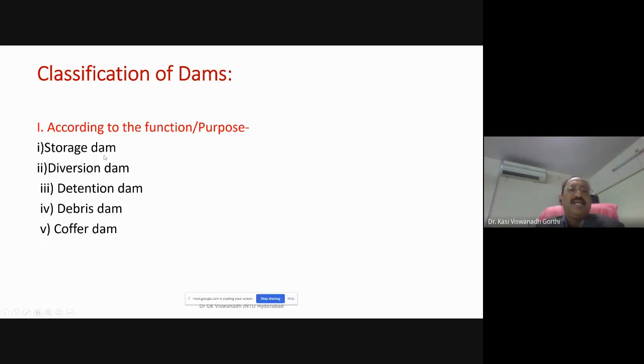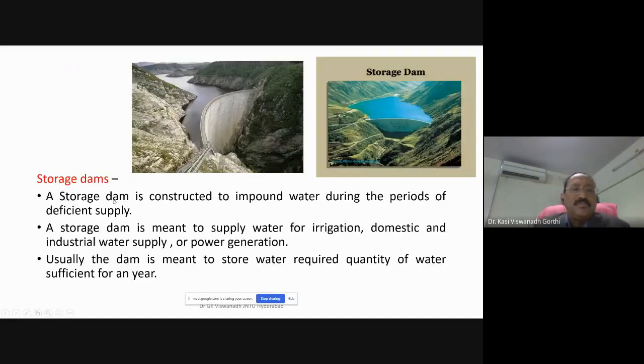The dams are classified as storage dam, diversion dam, detention dam, debris dam, or coffer dam. A storage dam is meant for storing water. This water will be impounded in the reservoir on the upstream side, and it will be supplied during the periods where there is no water or less water.